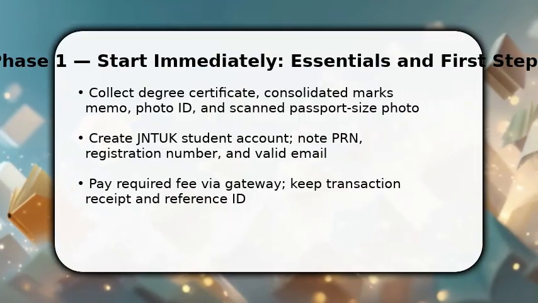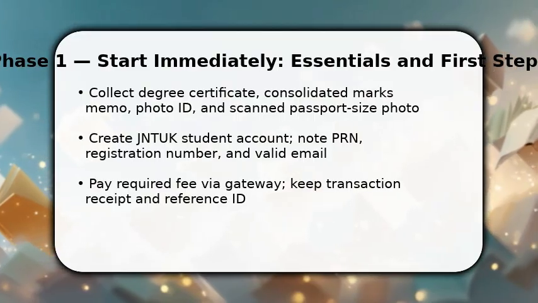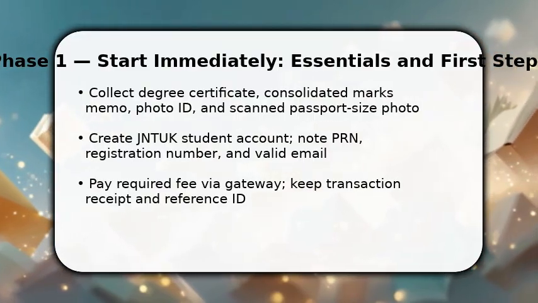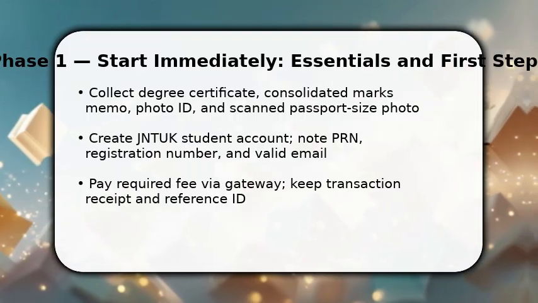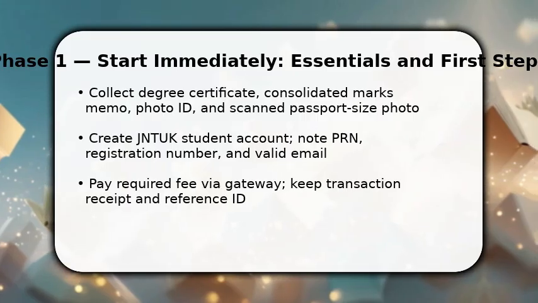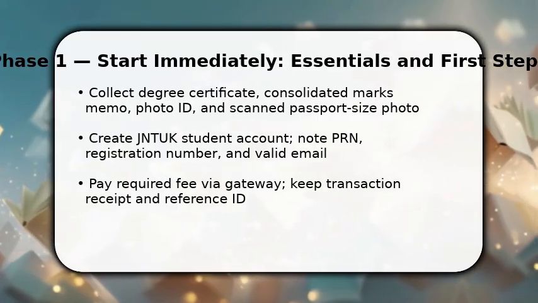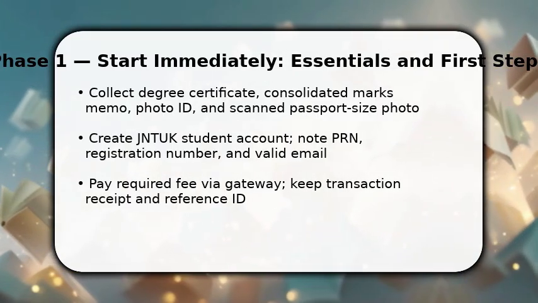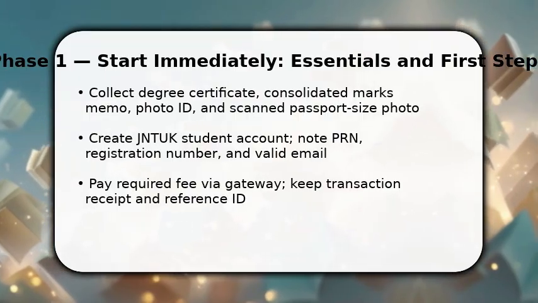You begin by gathering required documents and creating your Jntuk profile. This saves time. Log into the Jntuk portal, enter your PRN and registration number, and verify personal details. Once done, navigate to the Transcripts or Convocation Services section and choose Apply for Transcripts.